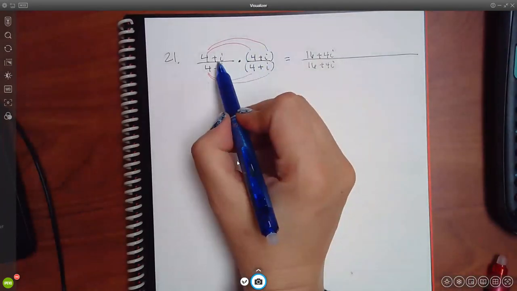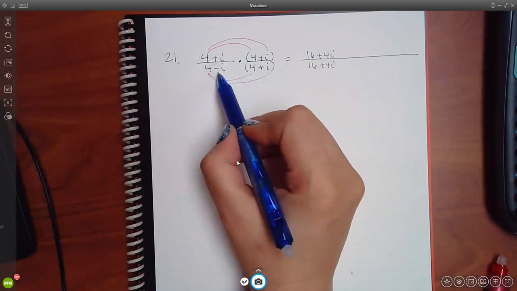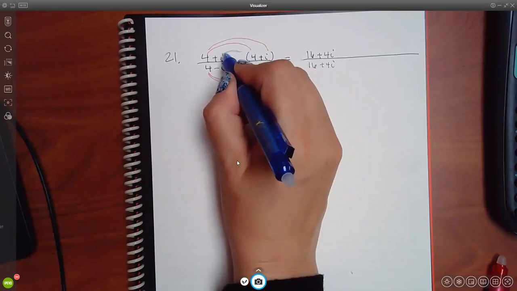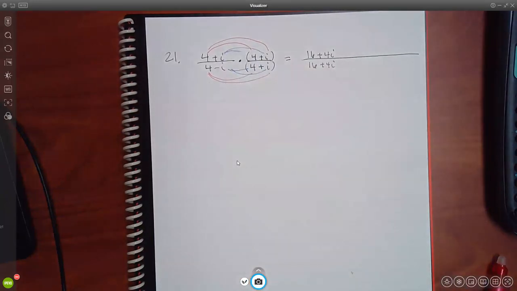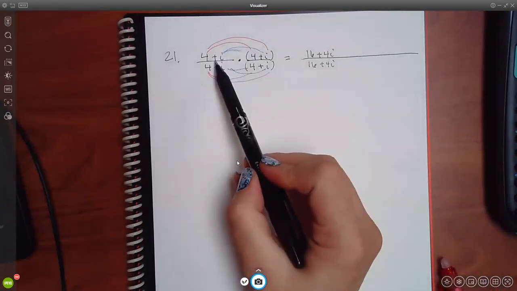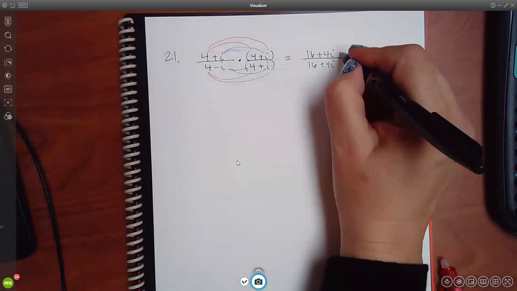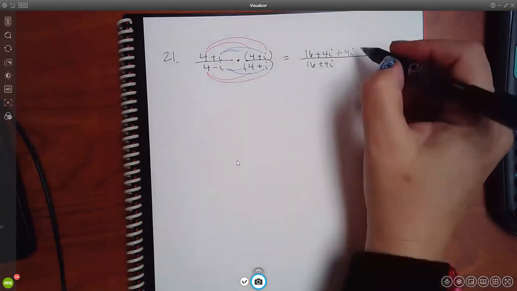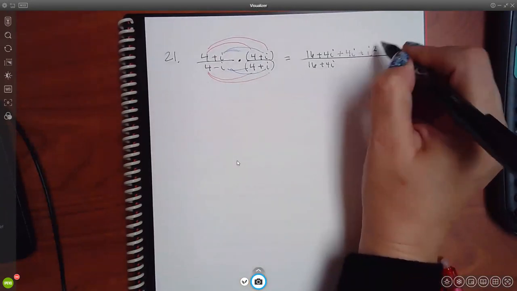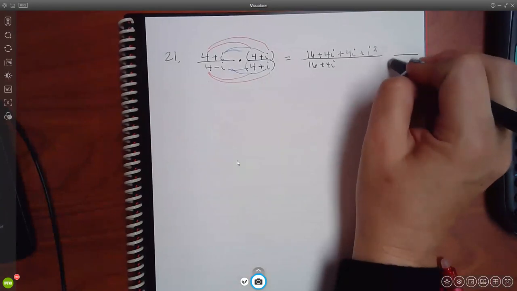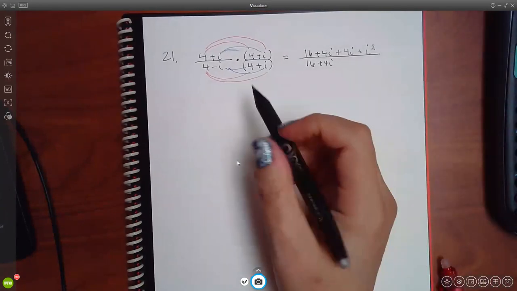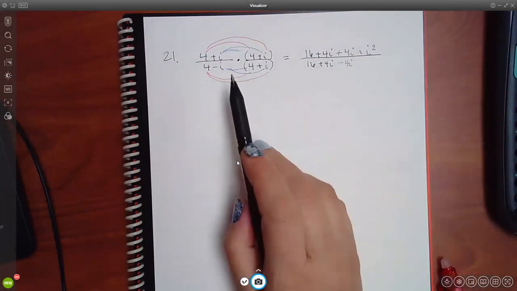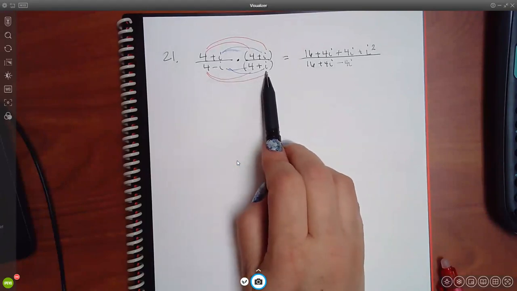But now I've got to distribute this positive i, and down here, I have to distribute this negative i. So I'm going to do my little arrows in a different color so you can see what I'm doing. Positive i times 4 is positive 4i. Positive i times positive i is positive i squared, right? And then at the bottom, negative i times a positive 4 gives us negative 4i. And then negative i times a positive i is what?